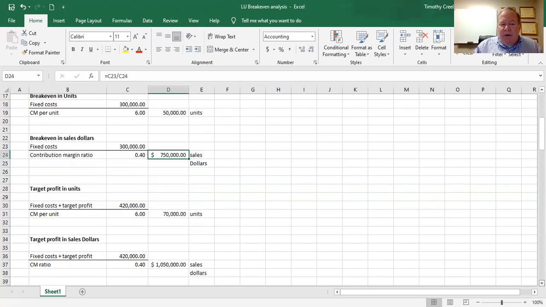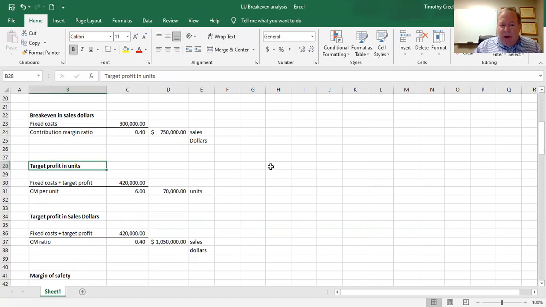Now, you can also look at this in relation to a target profit. A target profit means that not only do we want to find out how much we need to sell to break even, but how much do we need to sell to hit a certain level of profitability? So in this case, we'd take fixed cost plus the target profit, and divide it by our contribution margin per unit.